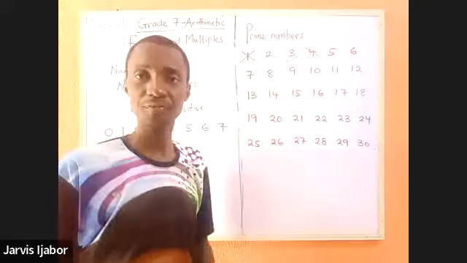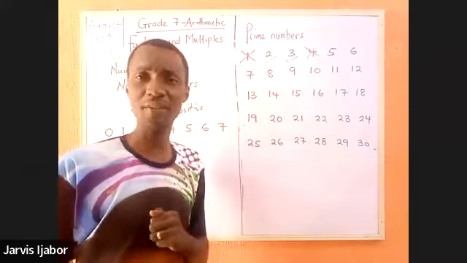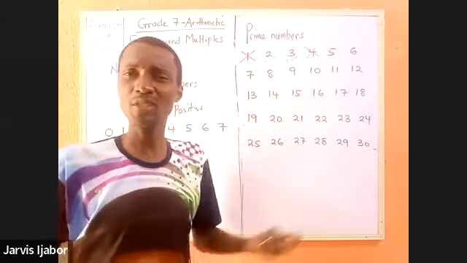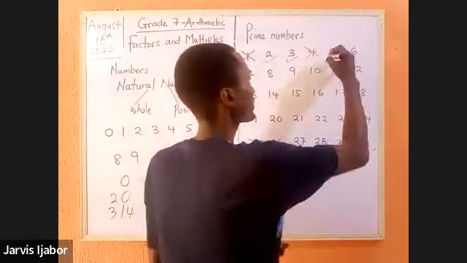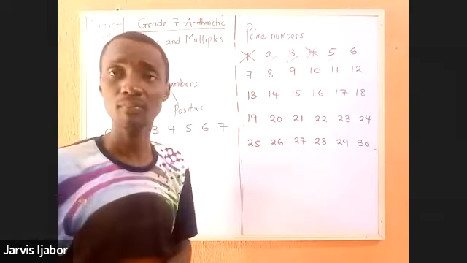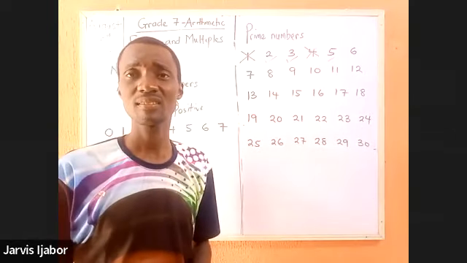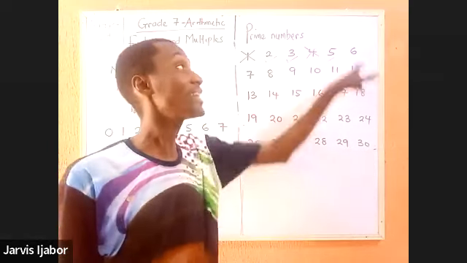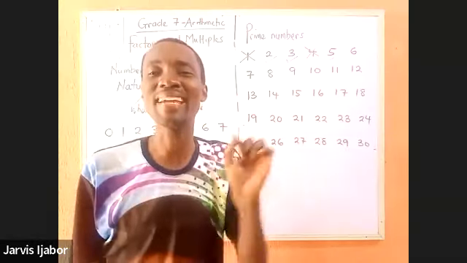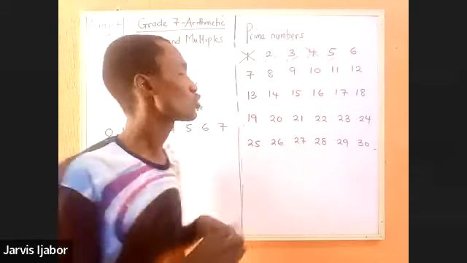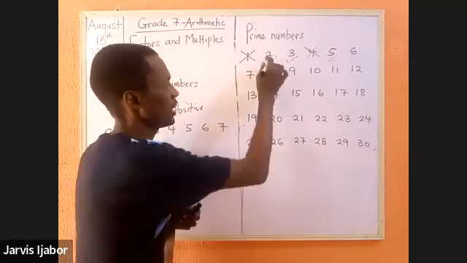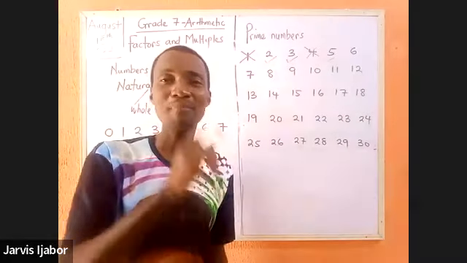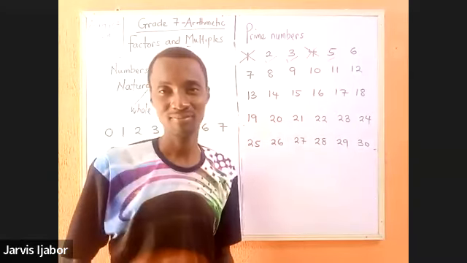Let's go to 5. 1 can divide 5. 5 can divide 1. Can you think of any other one? No. So we say this one is there. Let's go to 6. 6 is an even number. Now, at this point, I will introduce another idea. 2 is the only prime number that is even.